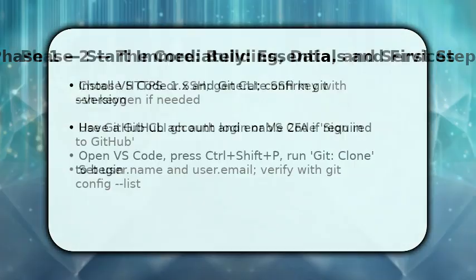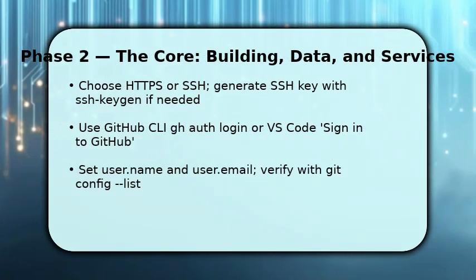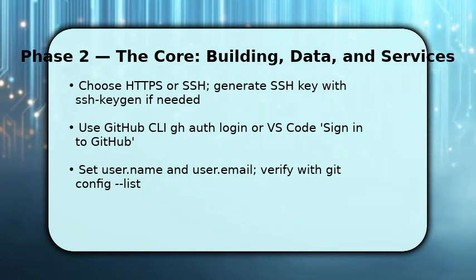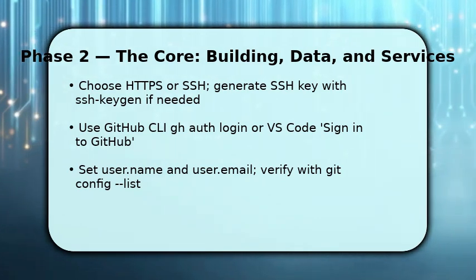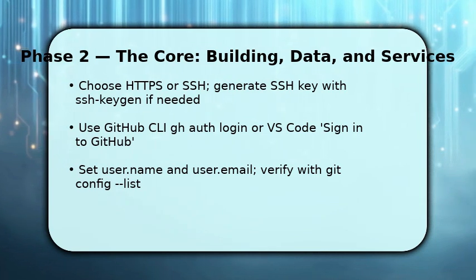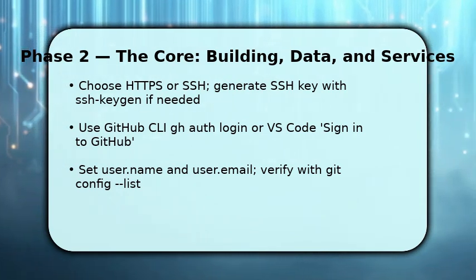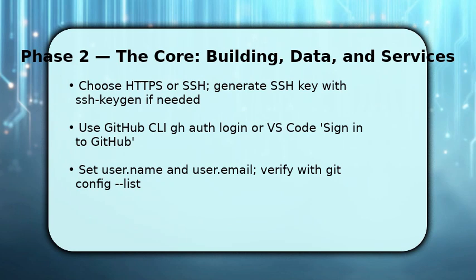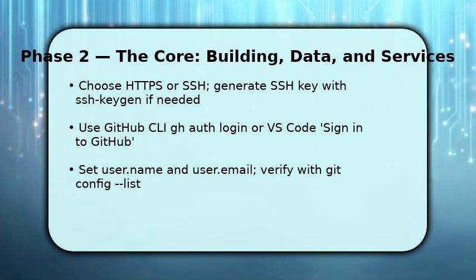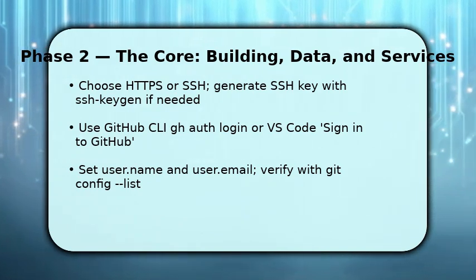Now you handle authentication and local configuration so pushes and pulls work reliably. If using SSH, generate a key with ssh-keygen, add the public key to GitHub, and ensure the SSH agent is running. If you prefer HTTPS, use the GitHub CLI, gh auth login, or use VS Code's accounts menu to sign in. Both give you a personal access token behind the scenes.